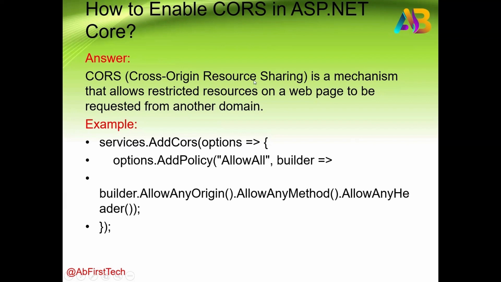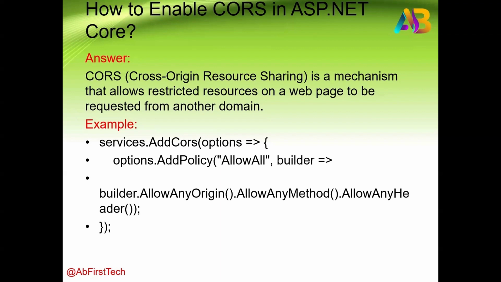Cross origin resource sharing is a mechanism that allows restricted resources on a web page to be requested from another domain. For example, when CORS got enabled in Web API 2.0 onwards, what happened? By default, this will restrict other applications, like third-party access, to prevent attacks and all those things. Okay.